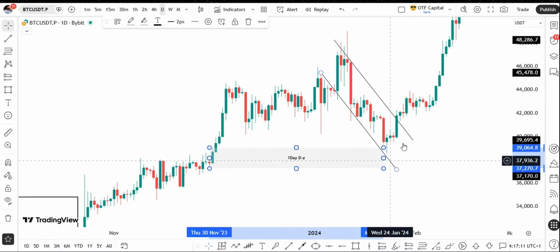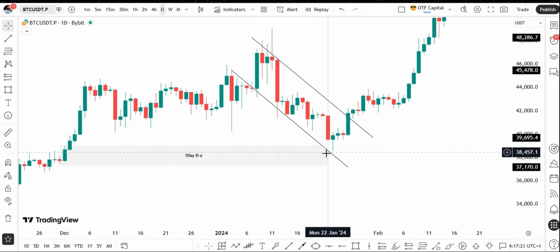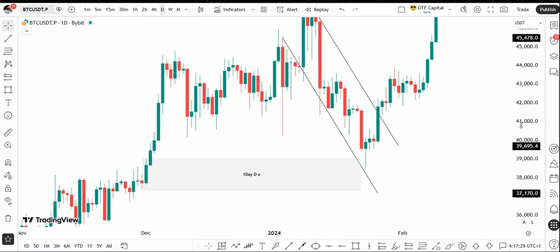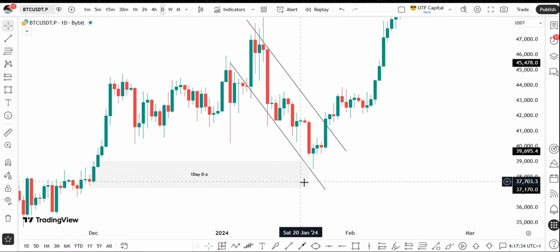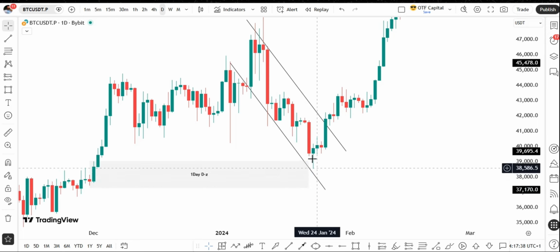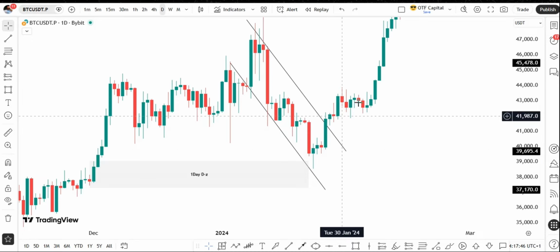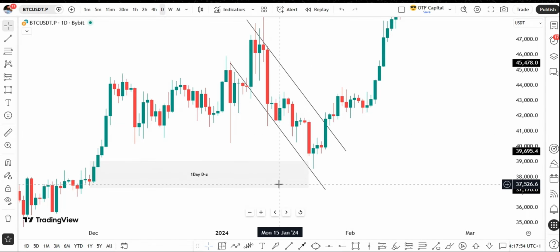If it forms without a confluence, without it resting on top of another block, fair value gap, or a support, remember, you cannot trade them alone. Always add confluences to it. The more confluences you have around a pin bar or a hammer candle, the stronger the movement will be. As you can see, it rested on top of a 1 day order block, demand zone.